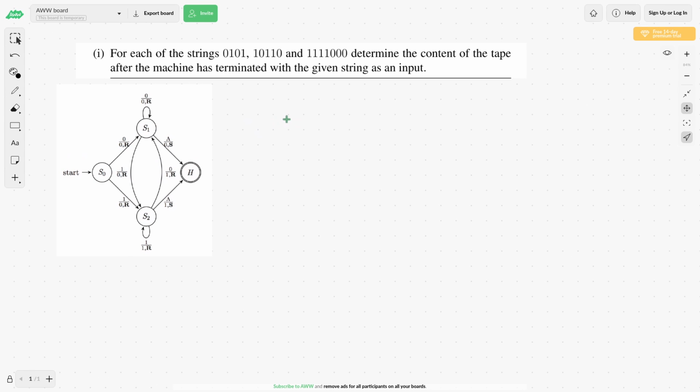So the question also states that initially the head is at the leftmost character of the input. So I've got 0, 1, 0, 1, and then infinitely many blank characters on both sides. The tape head starts here. Okay, so what does this machine do? So we're in the starting state. If I see a 0, write a 0, move right. So I'm just using my cursor to represent the tape head, so move to the right.